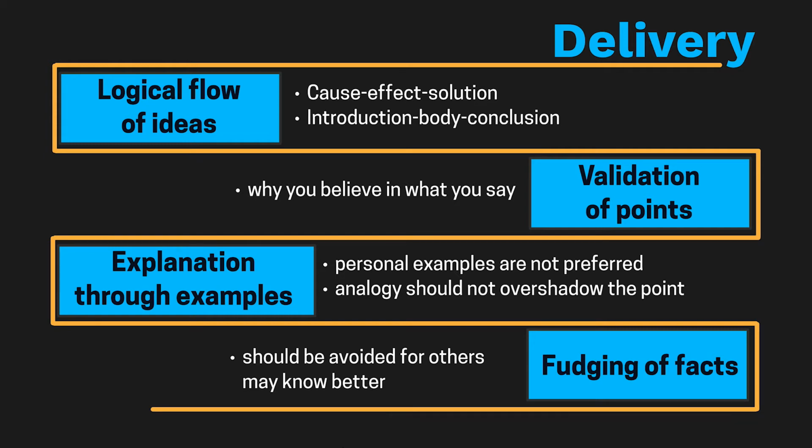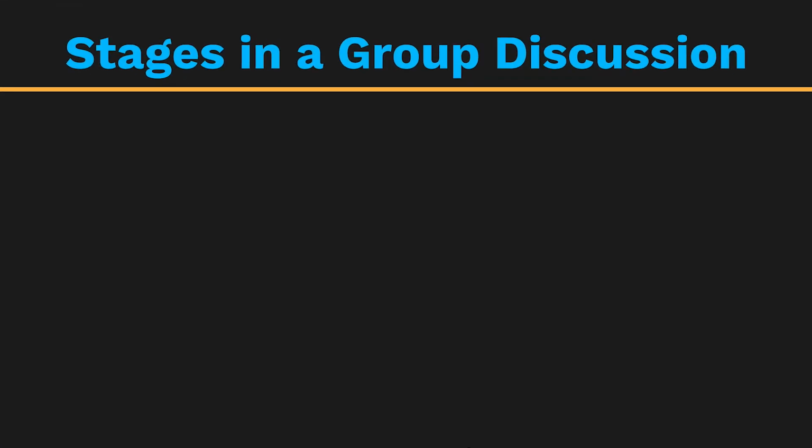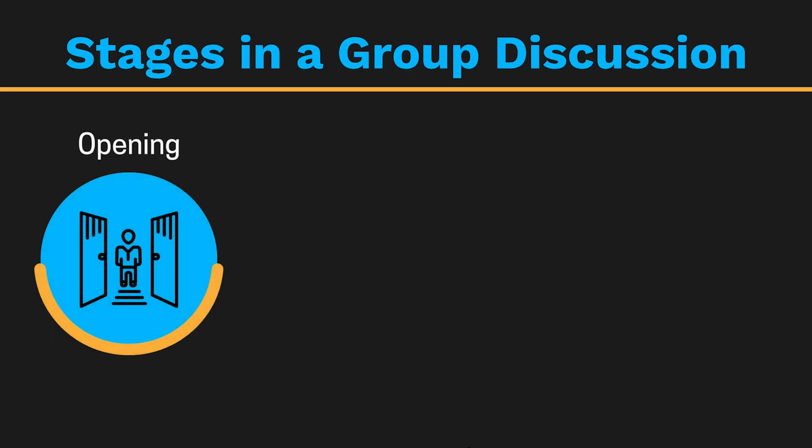Let's move further to look at the stages in a group discussion. There are various stages in a group discussion. Here they are. The opening. If you're lucky to find the topic of your choice, be the first to open the discussion. Take this opportunity to steer the discussion in the right direction. Define key terms. What is the scope of the discussion? And you've made a good start.